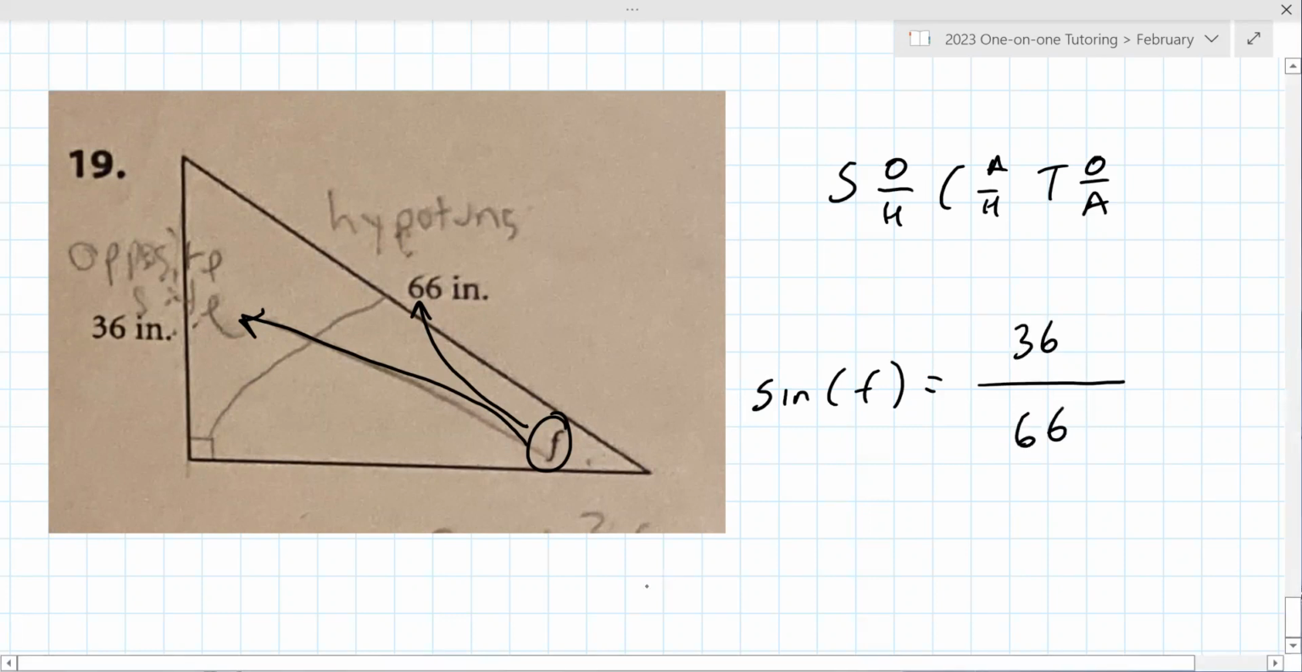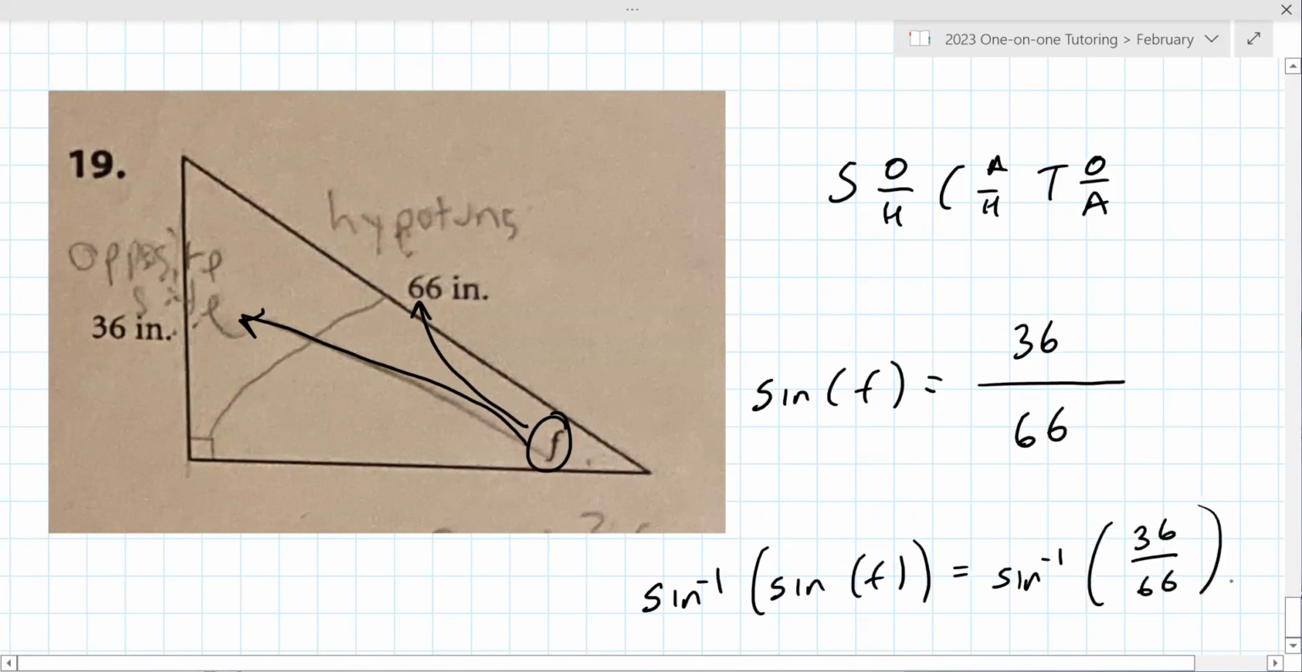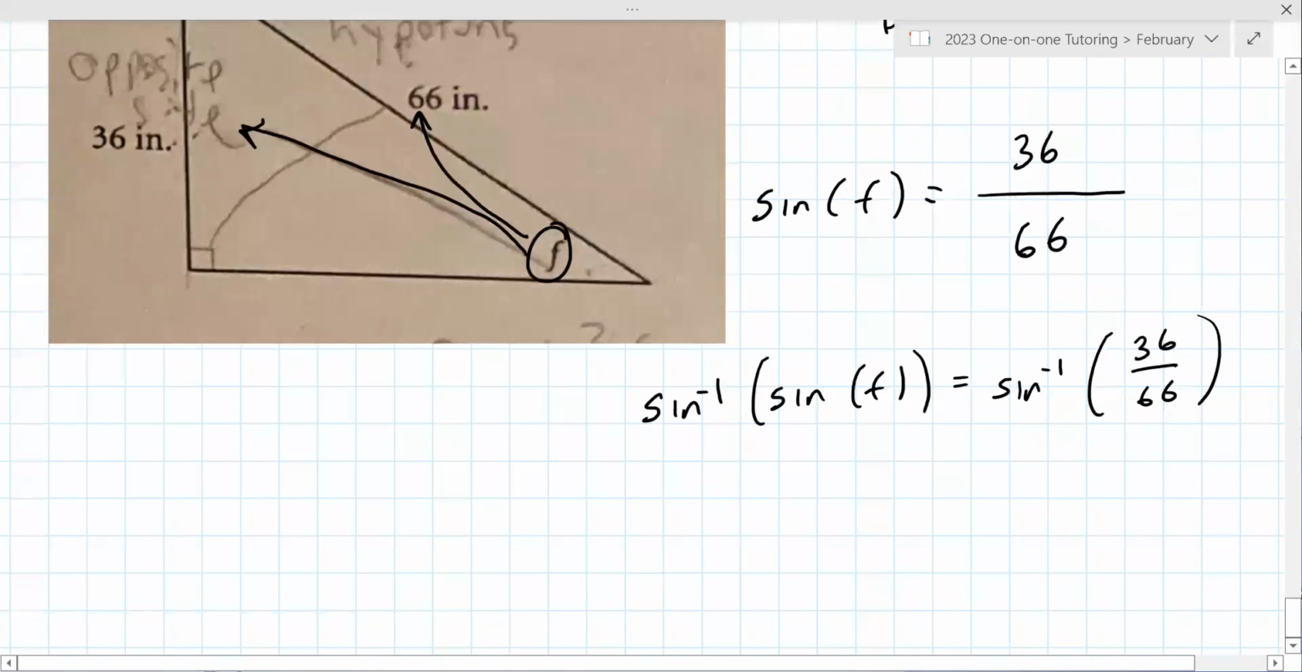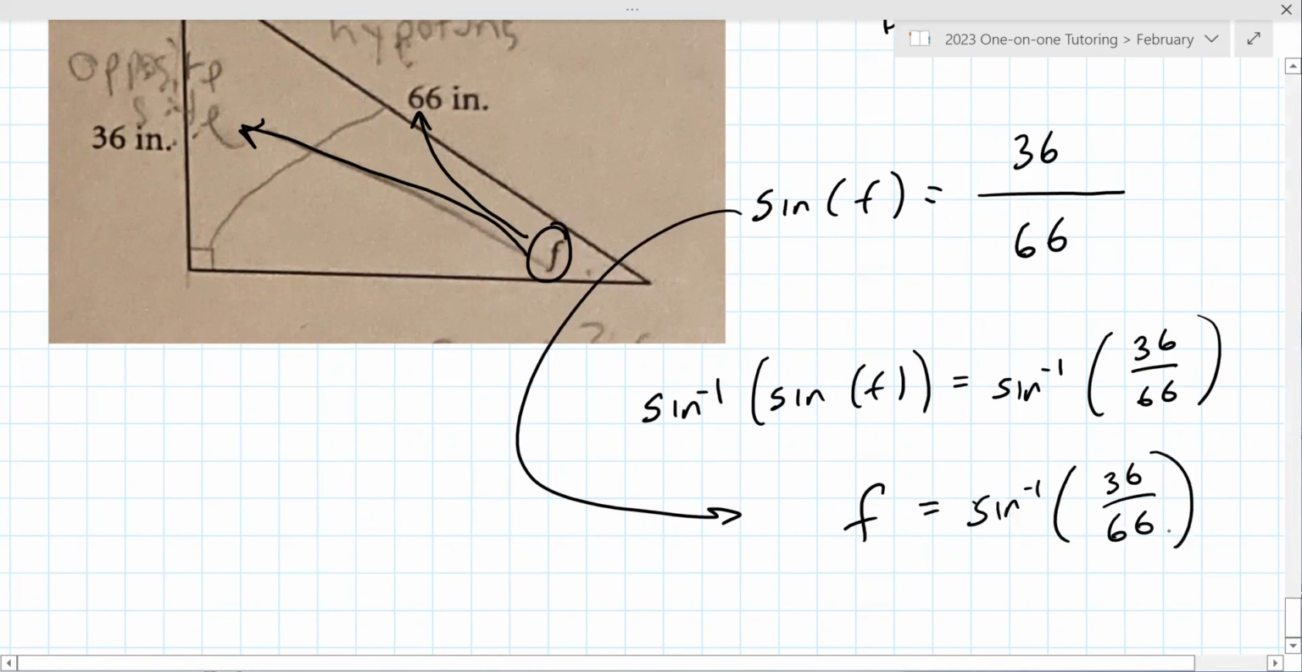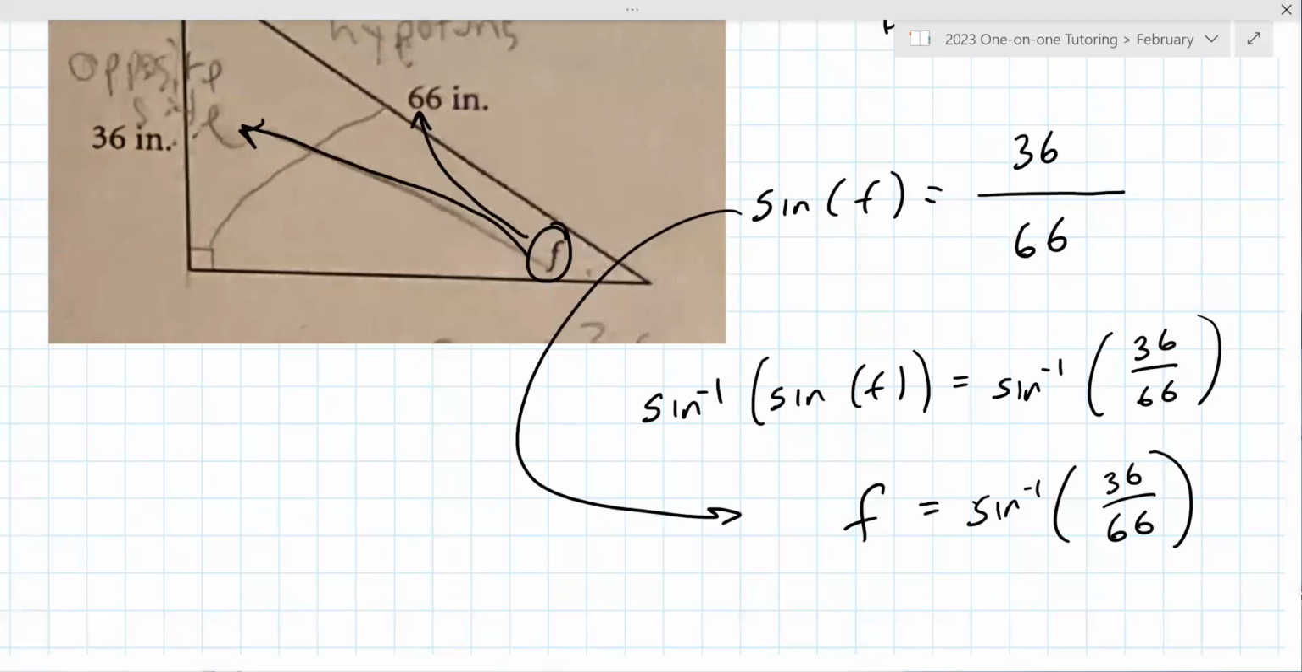Very good. And then are you going to do the sine minus one thing? So on the left, it undoes the sine, so it's just F. What a lot of students do is they just go to this line right here where they write sine inverse 36 over 66. But what is happening is you're undoing it. It's like division undoing multiplication, or addition undone by subtraction. That makes sense.